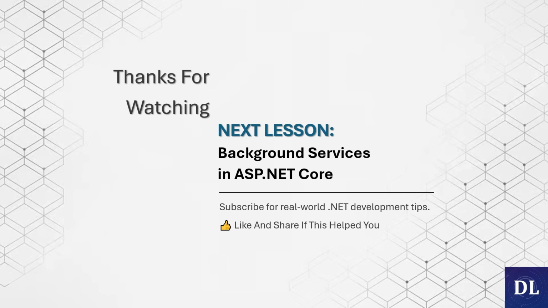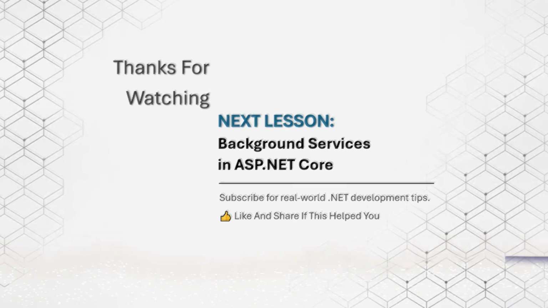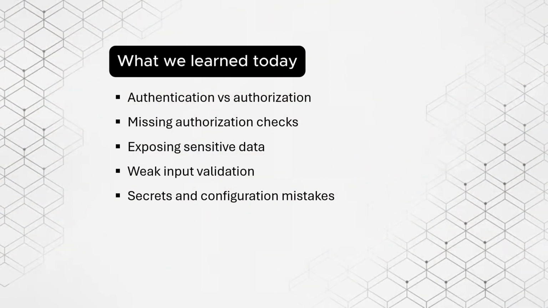That's it for this lesson. Today we discussed common API security mistakes, including missing authorization, exposing sensitive data, trusting input, and storing secrets in source code. Security is not about making an application impossible to attack. It is about reducing risk through consistent, practical safeguards.